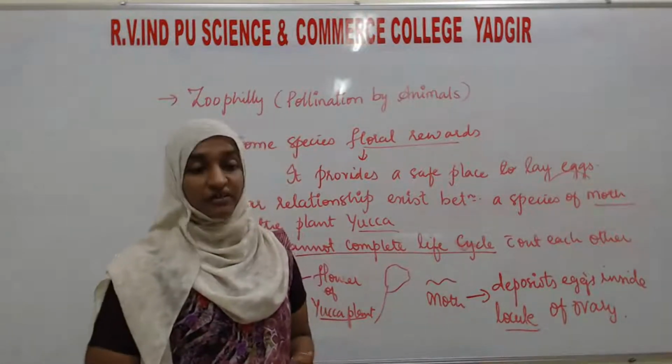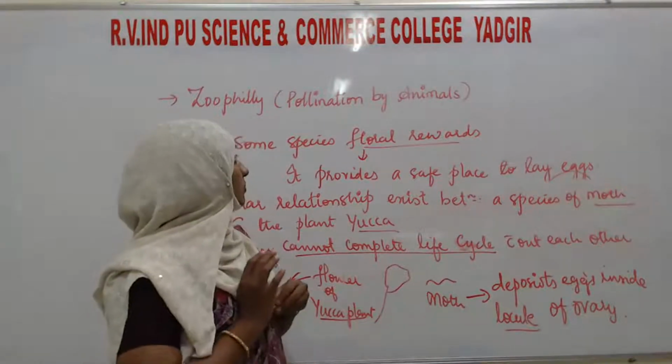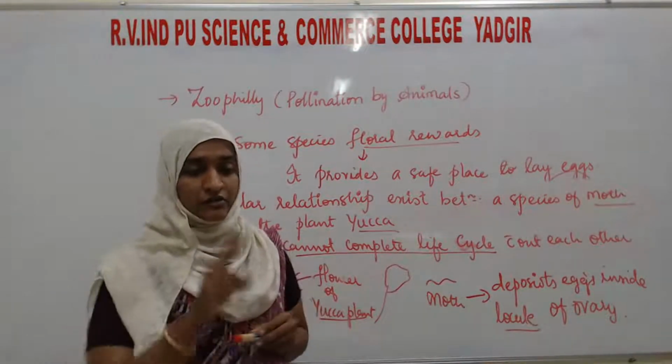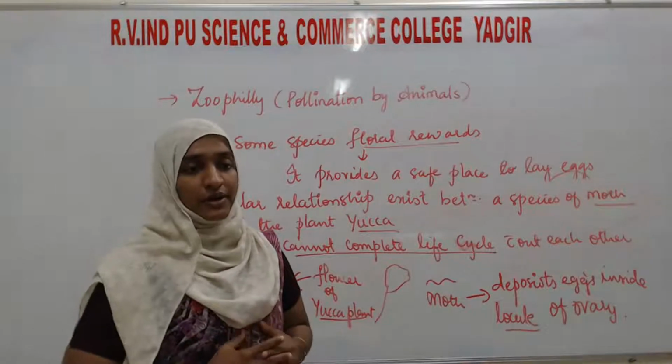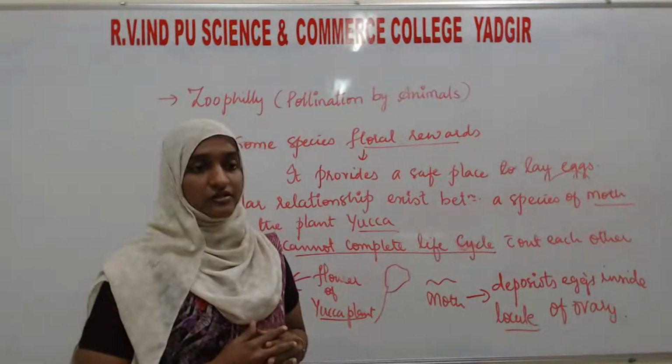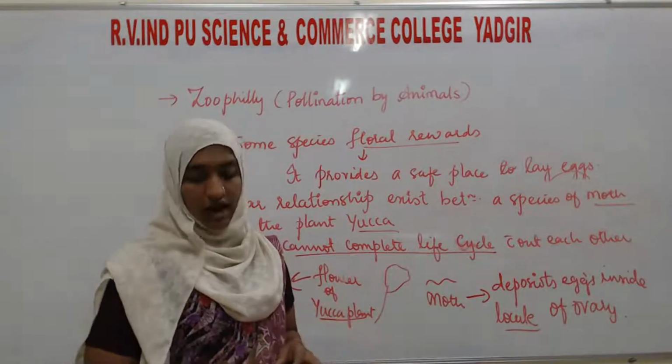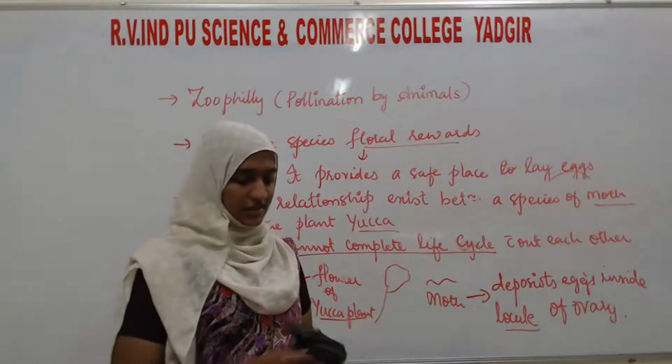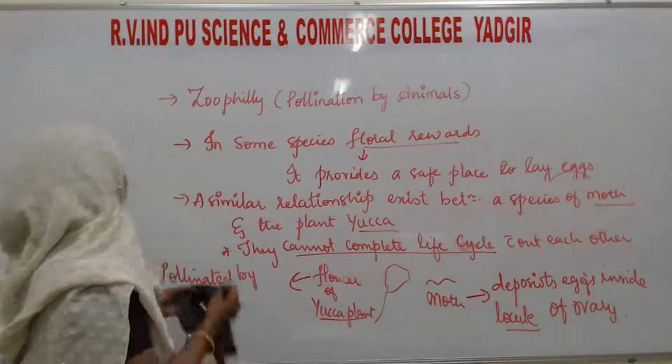The next, this is about what? About pollination by animals. So these two examples are very important. The next topic in this chapter is the outbreeding devices. So let's see about that.